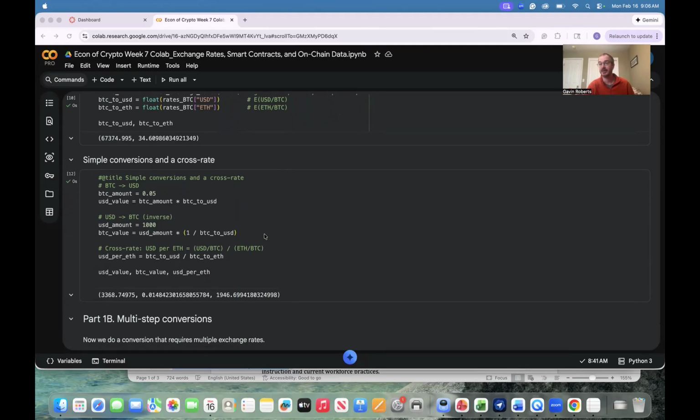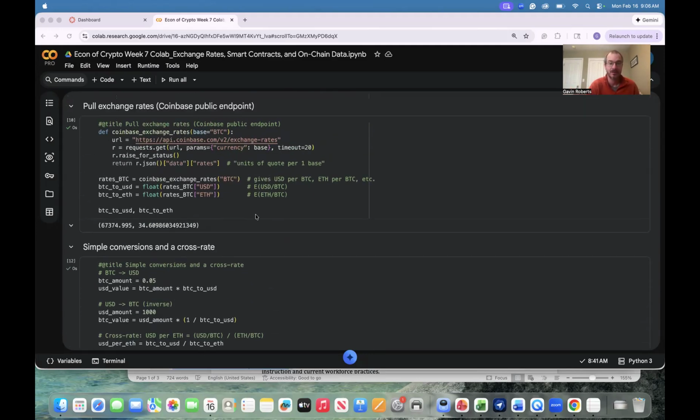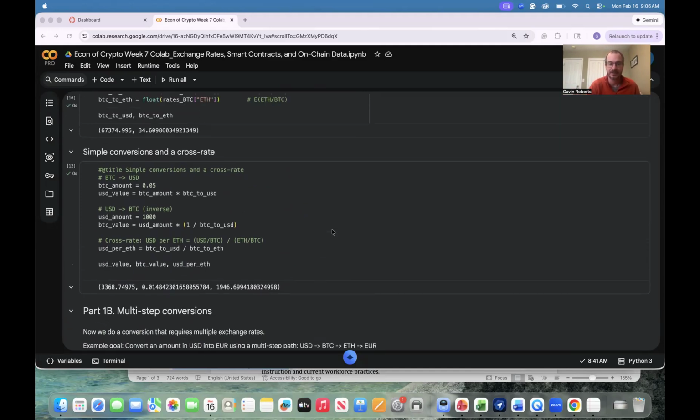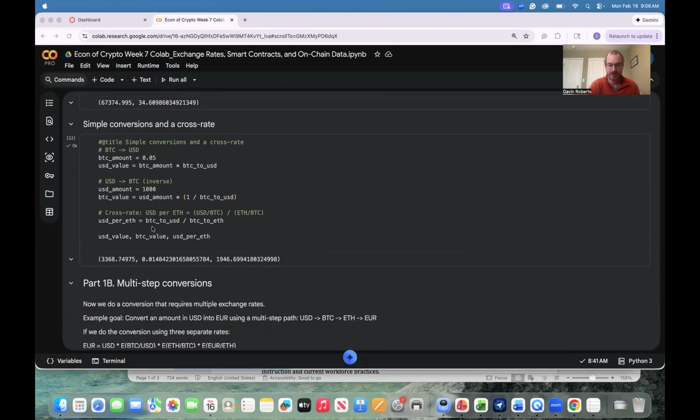And then, of course, we could get from these two what our price of Ethereum is here. That's using that same formula we did up above, BTC to USD, BTC to Ether, and then we can back out. Okay, right when I ran this, it was $1,900 for one Ethereum coin.